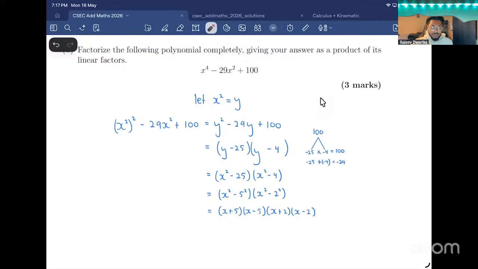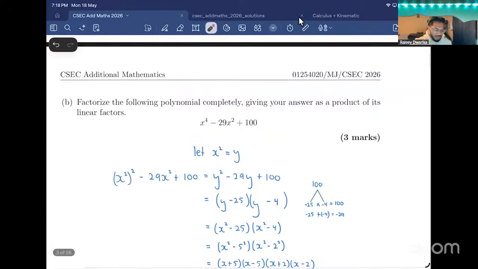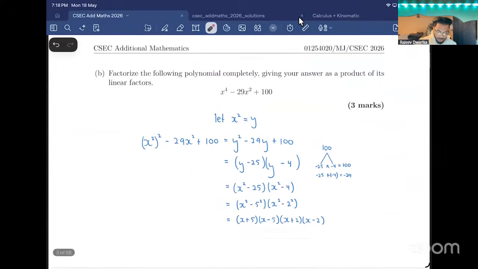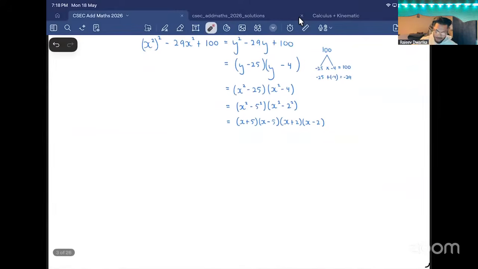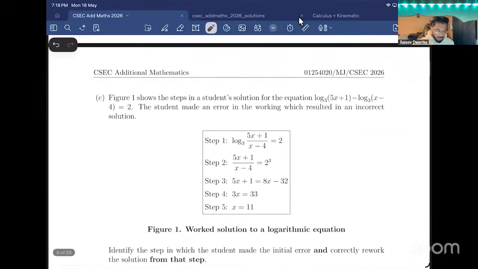Another way you could have done the question is you could have used the remainder factor theorem. You could have plugged in some values and seen if it gives you 0. If it gives you 0, you have a linear factor. You could try to find another linear factor, and then do polynomial long division. You end up with a quadratic on top, and you could factorize the quadratic, similar to what we did in the 12-hour marathon yesterday. But this question was a disguised quadratic. Cheeky, cheeky, right? So, let's move on to the question.